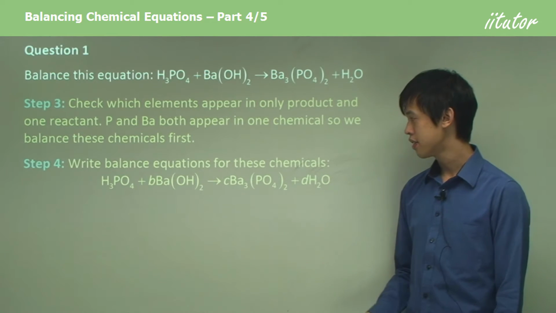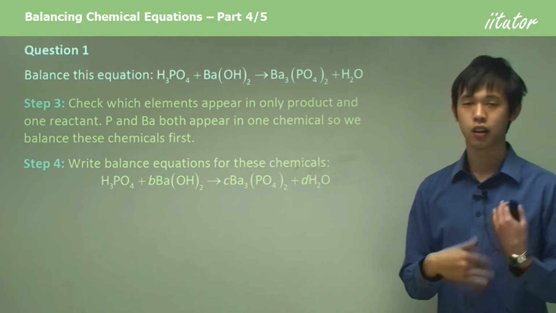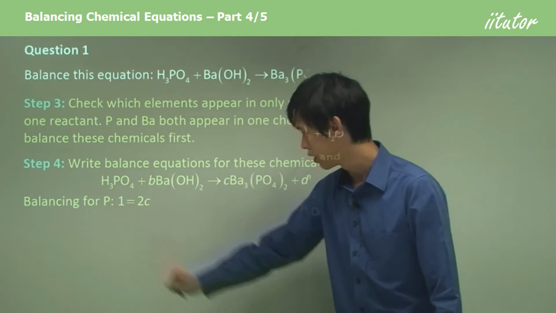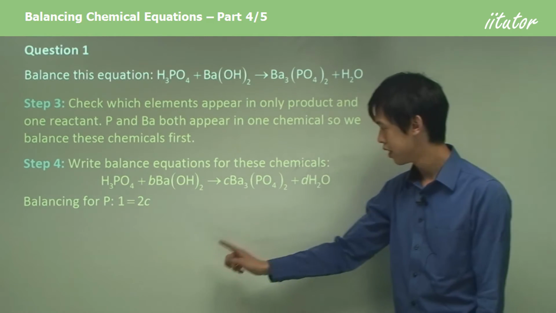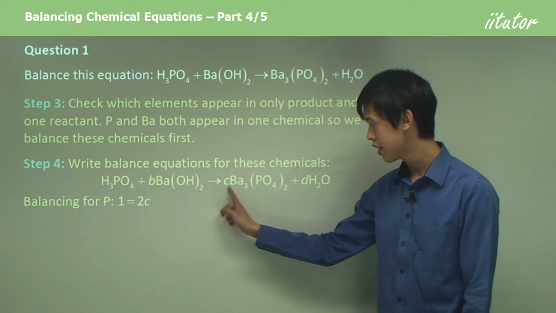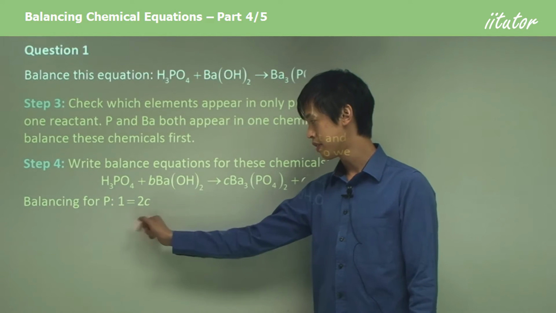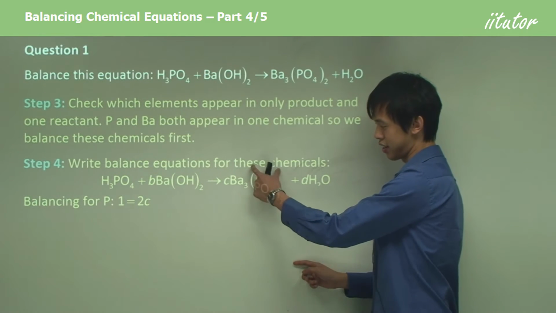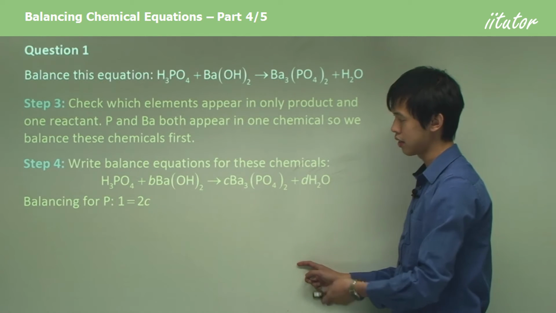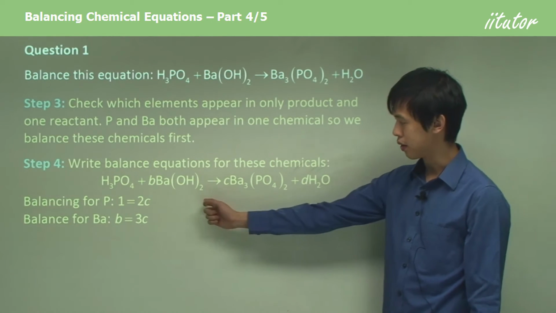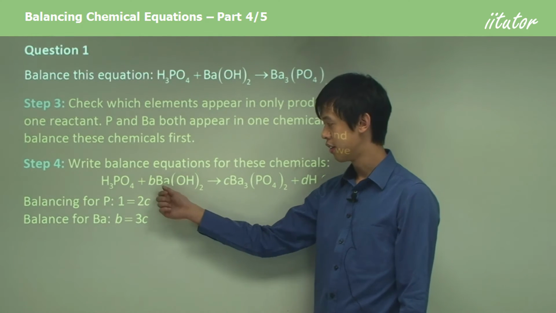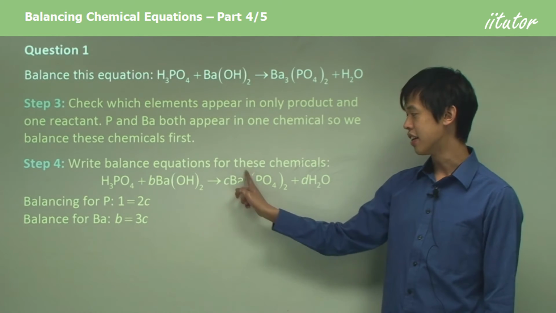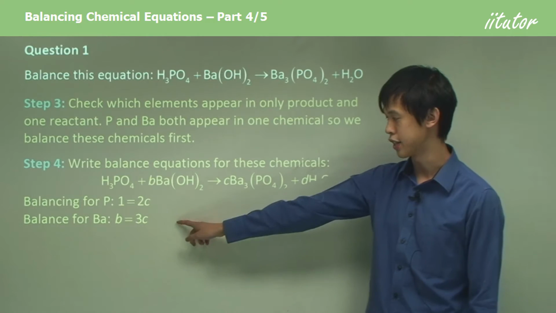So we write balance equations for these chemicals. We use the conservation of mass. We say the left-hand side has to equal the right-hand side. So for phosphorus, you've got 1 phosphorus here, and you've got 2 here, well 2 times C. So 1 equals 2C, because there are 2 phosphorus atoms in this whole thing here, okay? Now for barium, you've got B barium atoms on the left-hand side, and you've got 3 times C on the right-hand side. So B has to equal 3C.